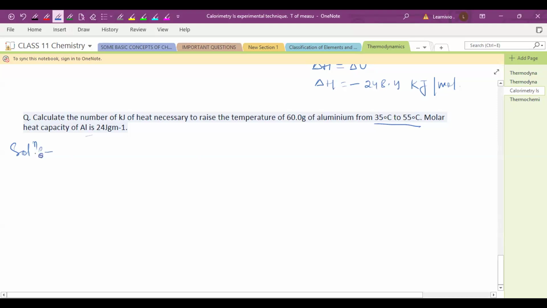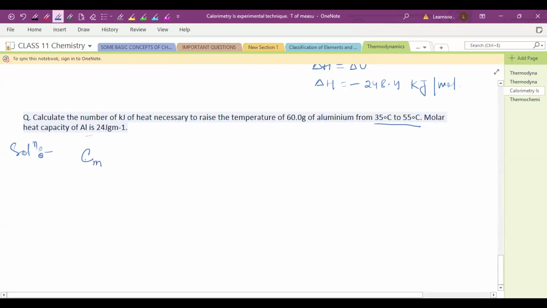Any idea how you will solve this question? Okay, let's see. So what is given? What is given in the question? Molar heat capacity. So molar heat capacity, how do you write it?